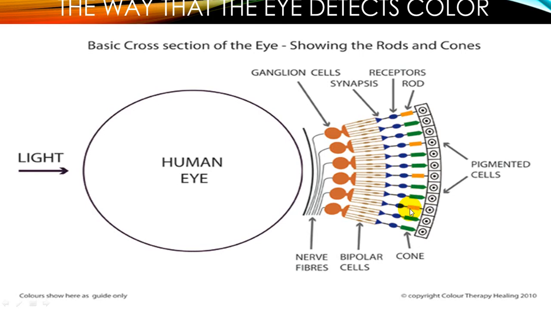It shows more cones. But the rods are responsible for picking up the shades of gray. All right, so light and dark essentially. And then our cones are responsible for picking up color. And so in order to see color, we must have very bright light.